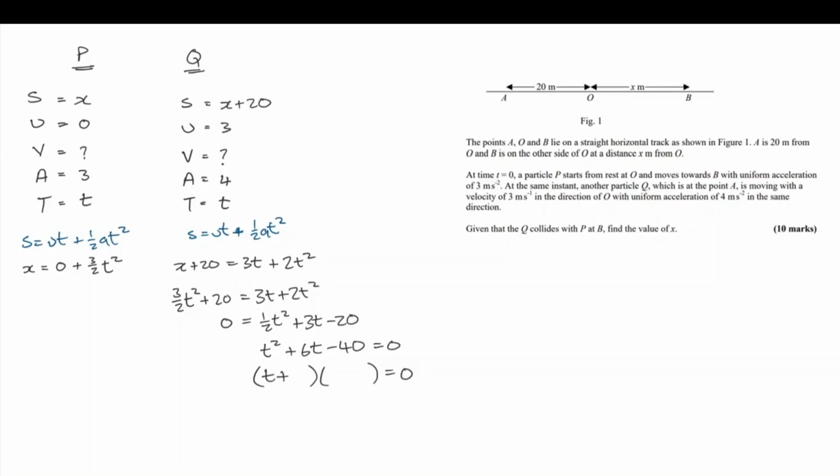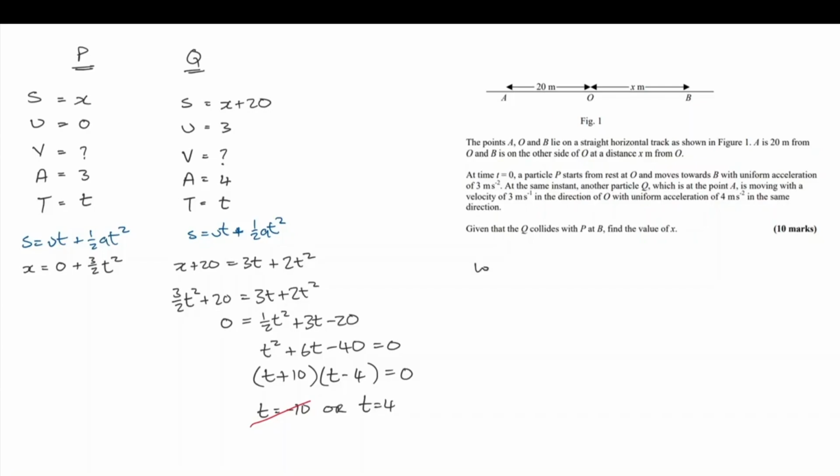I don't need a calculator, I can just factorize this by recognizing 10 and negative 4. That gives solutions of t equals negative 10 or t equals 4. Negative 10 would not make any sense for the time taken, so we're going to go with t equals 4.